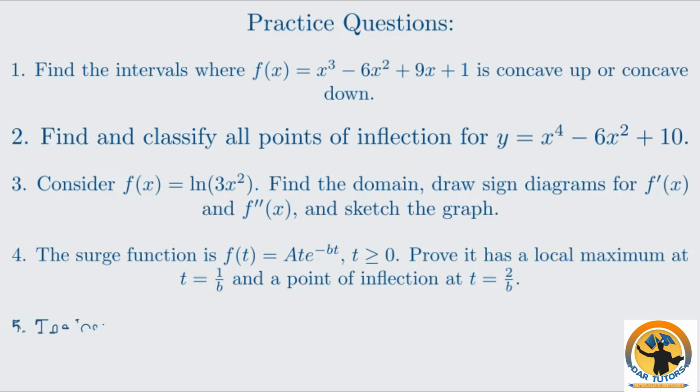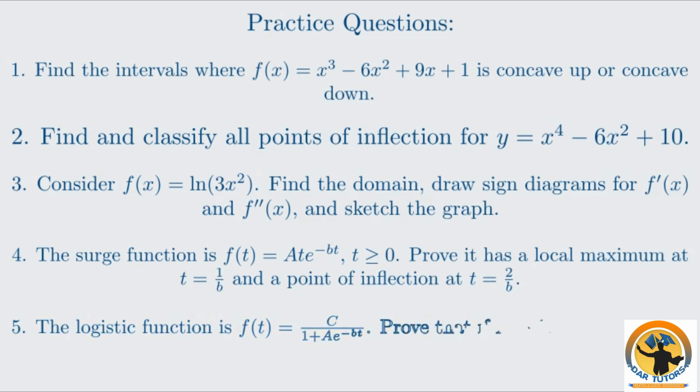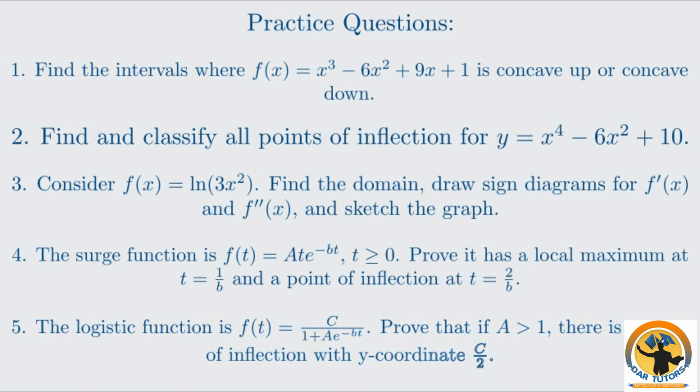Question 5. Consider the logistic function f of t equals c over 1 plus a e to the power of negative bt, where a, b, and c are positive constants. Prove that if a is greater than 1, there is a point of inflection with a y-coordinate of c over 2.